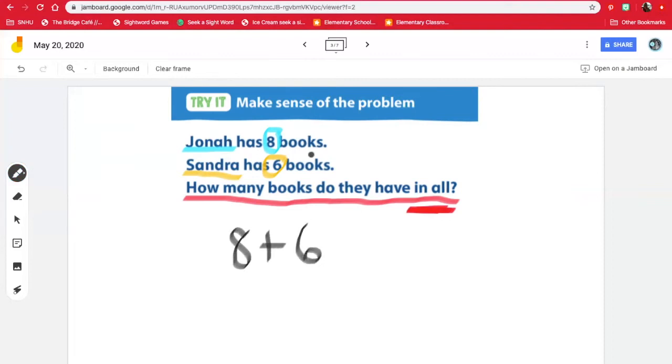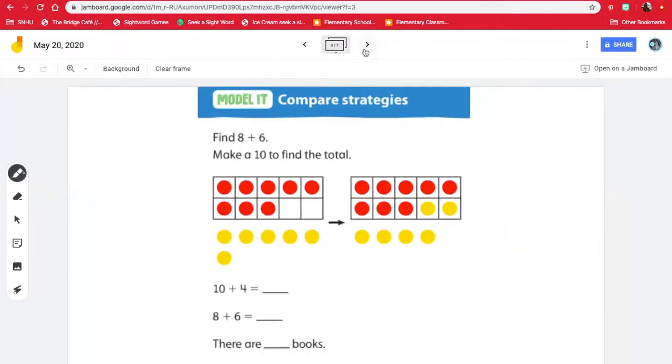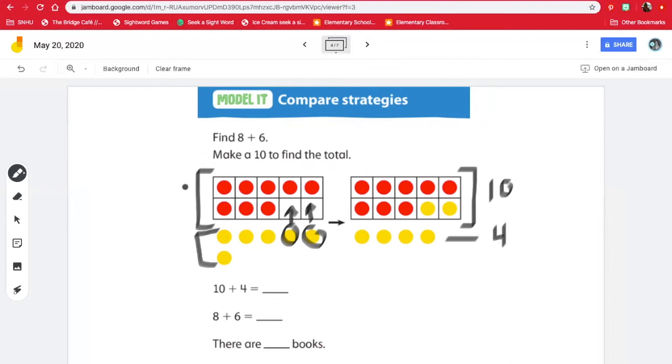Let's move on to the next slide to see a strategy we could use to solve this problem. So make a 10 to find the total. So here they have the 8 in the 10 frame and the 6 outside. And in order to make a 10, these 2 moved up into the squares, just like this. So here we have 10 and 4 left over, where here we had 8 and 6.